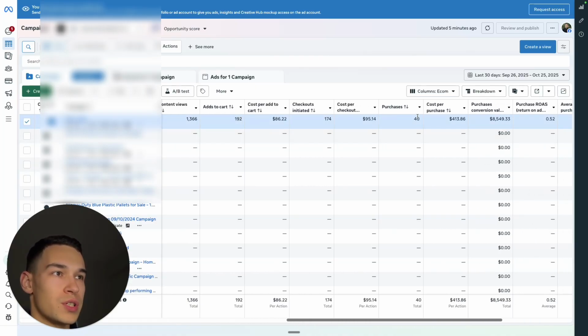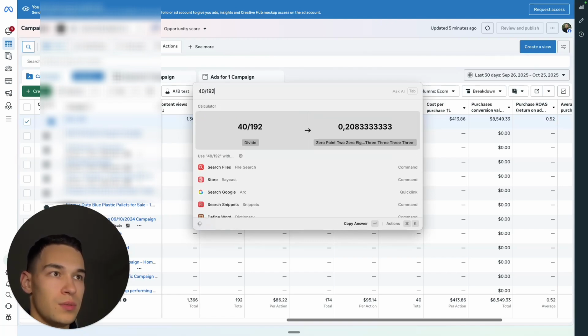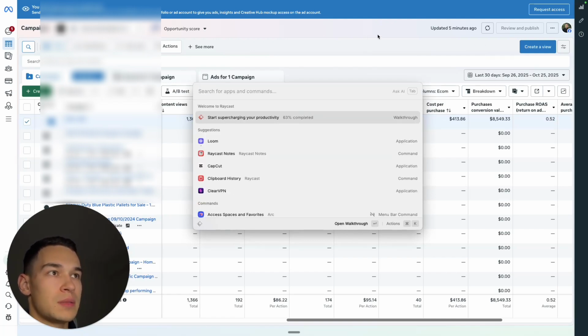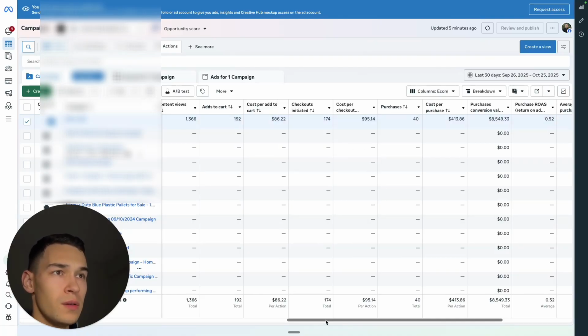All right, and then if we take a look at the conversion rate from add to carts to purchases, from 192 add to carts, we have 40 purchases. So that's 20%, that's not bad, honestly. That's a good conversion rate. Of course, it can be better. They have a good conversion rate.